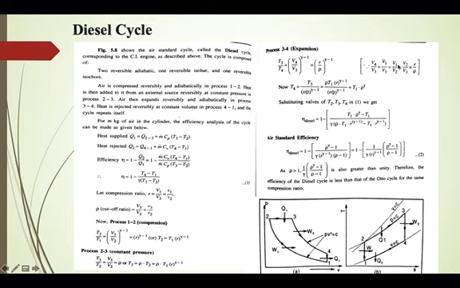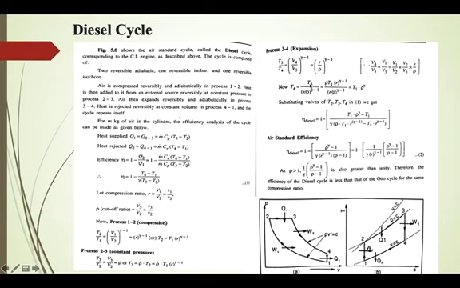Now what is V1 by V2? Actually V1 by V2 is R, and V3 by V2 is rho. So this can be written as R by rho. So V4 by V3 is written as R by rho raised to gamma minus 1. So T4 is equal to T3 by R by rho raised to gamma minus 1.